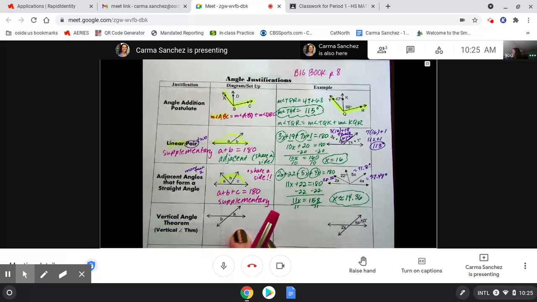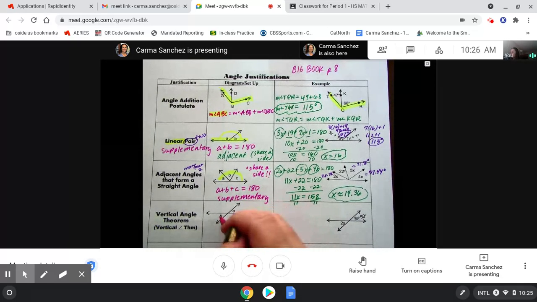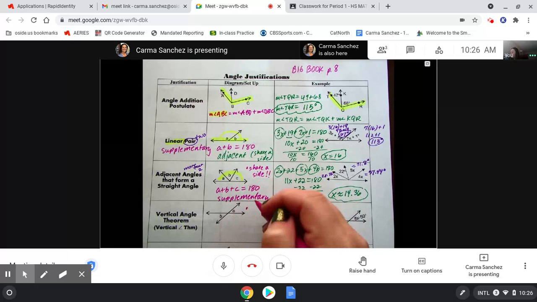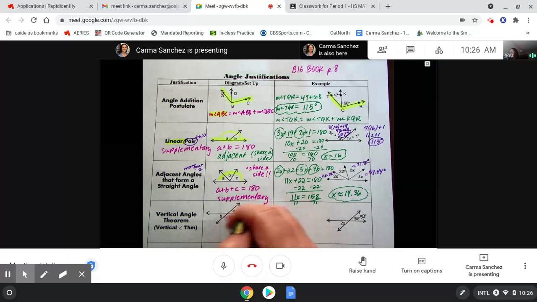Vertical angle theorem. So notice that A and B are sharing a vertex. They are in two intersecting lines. Notice there is no shared side. They are technically across from each other, right? And what do we know about A and B, or vertical angles? We know that they are equal.